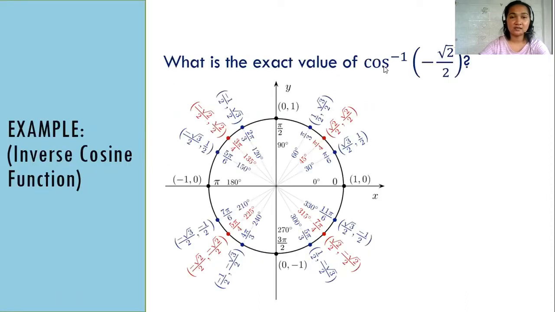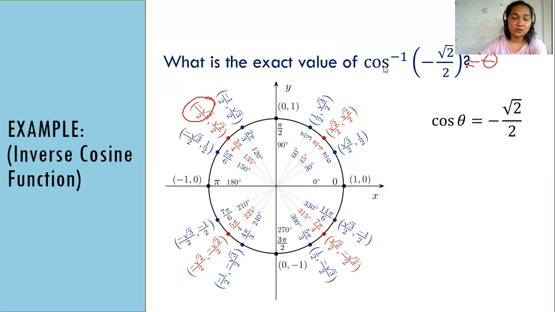Let us try to find the inverse cosine of negative square root of 2 over 2. If we let this expression be equal to theta, finding the inverse, meaning going back to the cosine function, we'll have cosine theta equals negative square root of 2 over 2. If we look at the unit circle and determine the angle that gives negative square root of 2 over 2, we'll have 3 pi over 4.